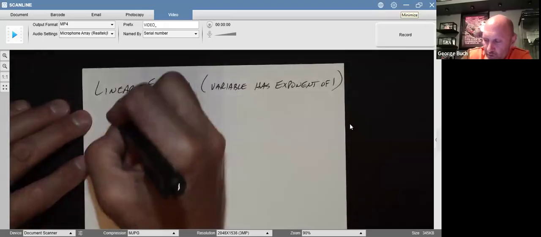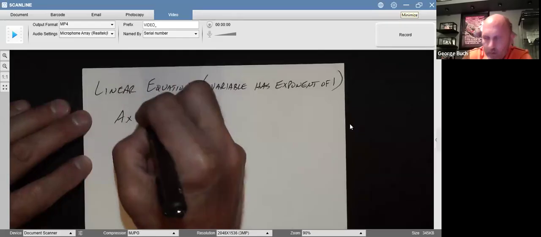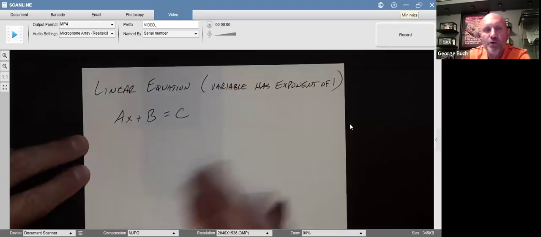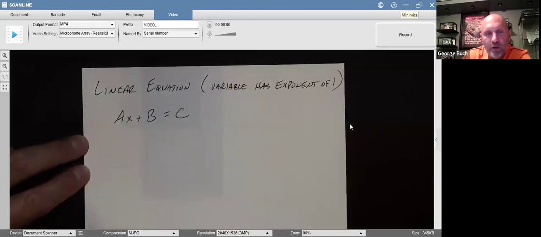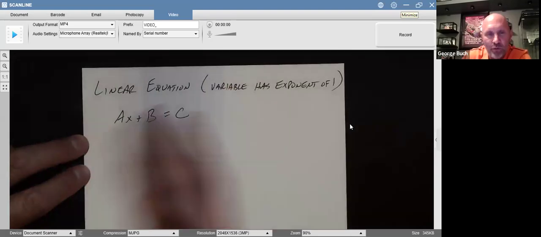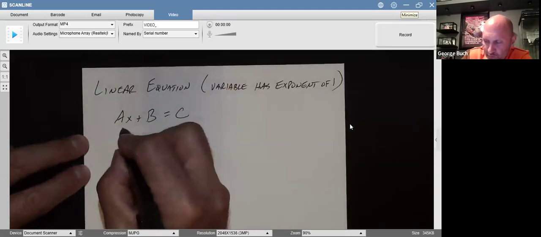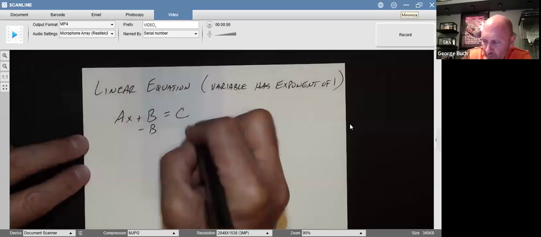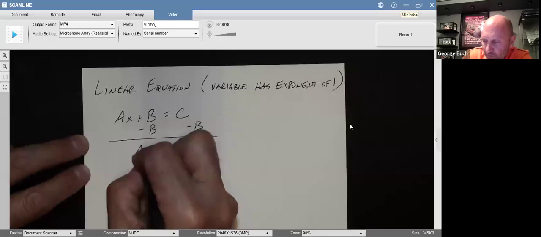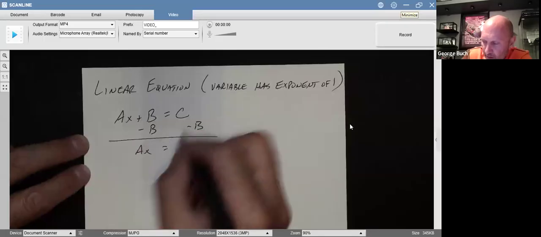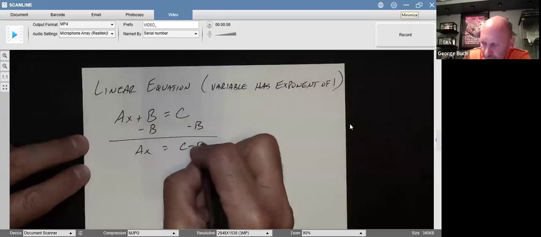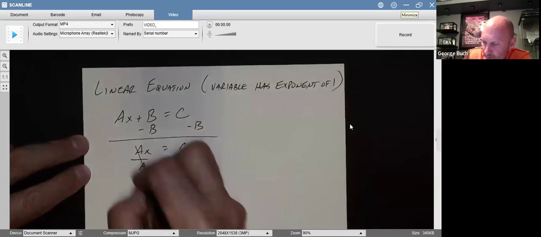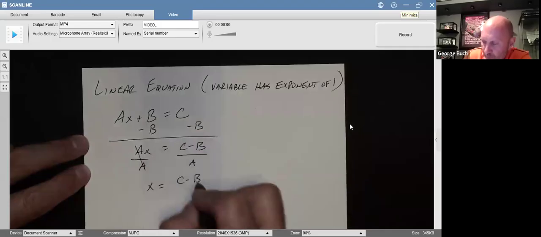So we might have something that looks like ax plus b equals some value c. And so all we're doing with a linear equation is moving the pieces around, doing the opposite of what is there in order to get the x by itself. So the first thing we would have to do is, because this is plus b, we're going to subtract b from both sides. So we get ax on the left side, and then c minus b on the right. And then, of course, to get x by itself, divide both sides by a. So you get x is equal to (c minus b) over a.